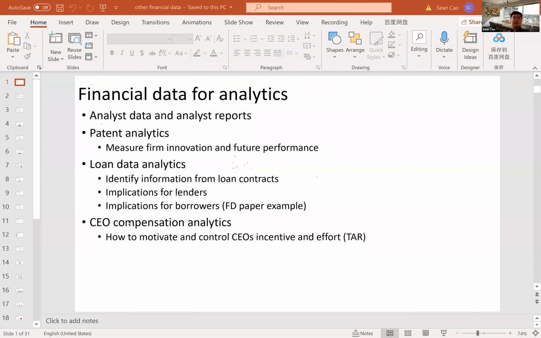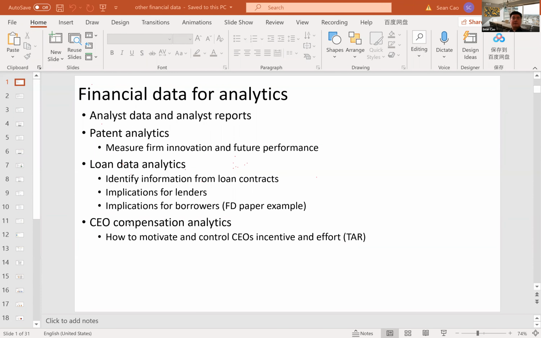That's the three objectives for each data. So for each data set, for analyst, for patent, for loan, for CEO, I will talk about the three things about the data. So that's today's agenda. And like I said, patent data, you can measure firm innovation.